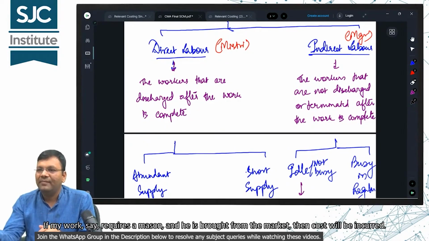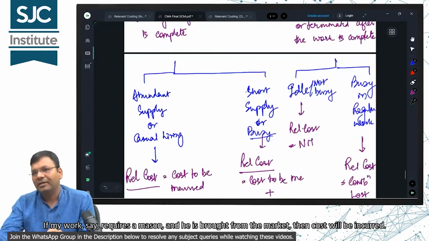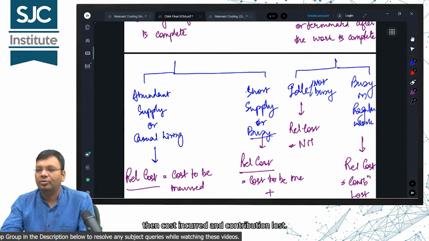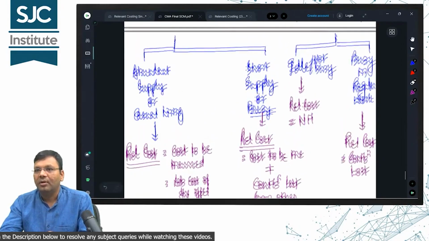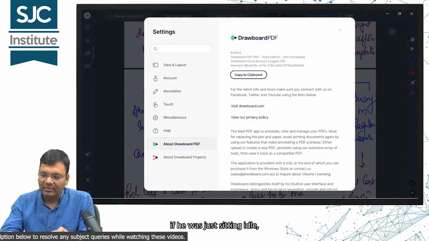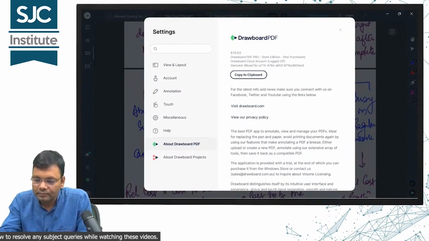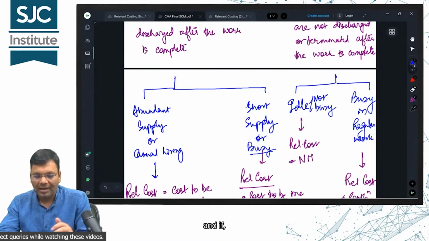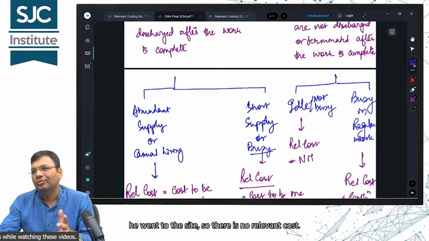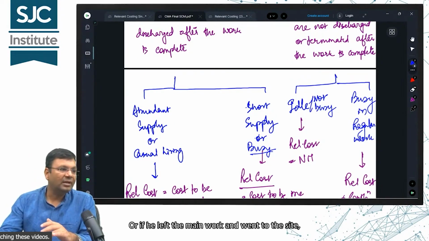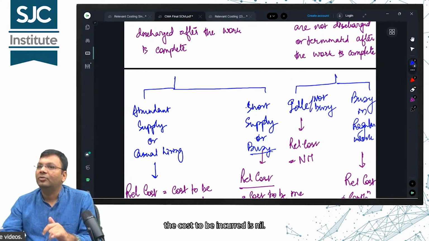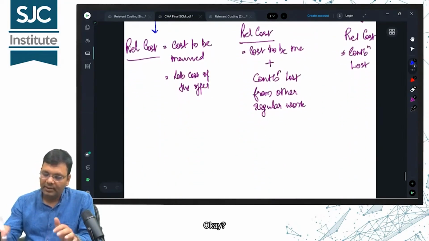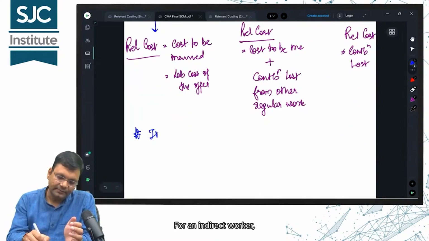If my work requires a mason and he is brought from the market, then cost will be incurred. If the mason is being transferred from the site, then cost is incurred and contribution lost. And if a manager was sitting idle and went to the site, there is no relevant cost. Or if he left the main work and went to the site, the cost to be incurred is nil. We'll only take contribution lost. Okay, for an indirect worker.